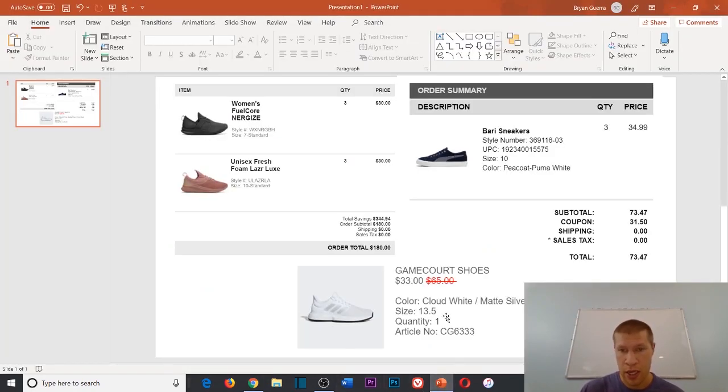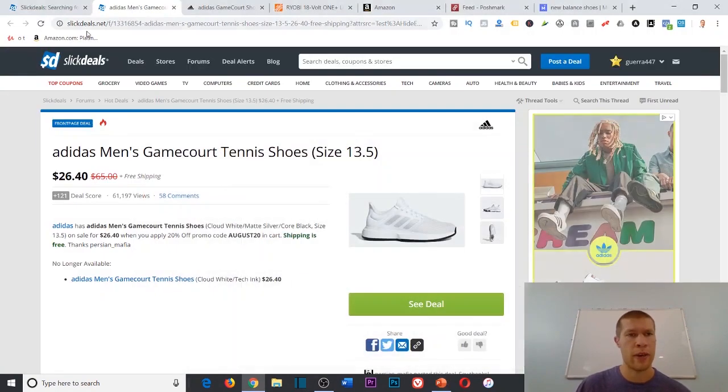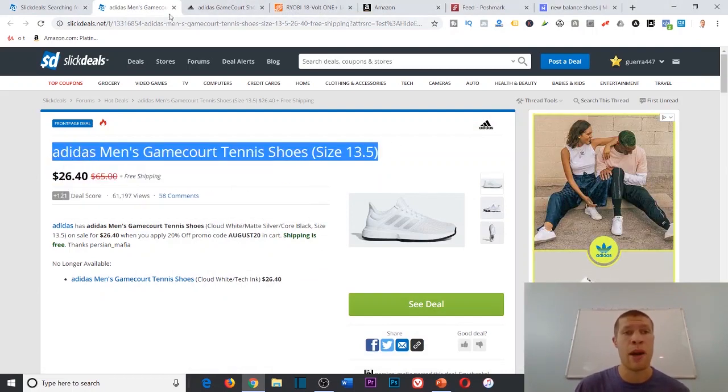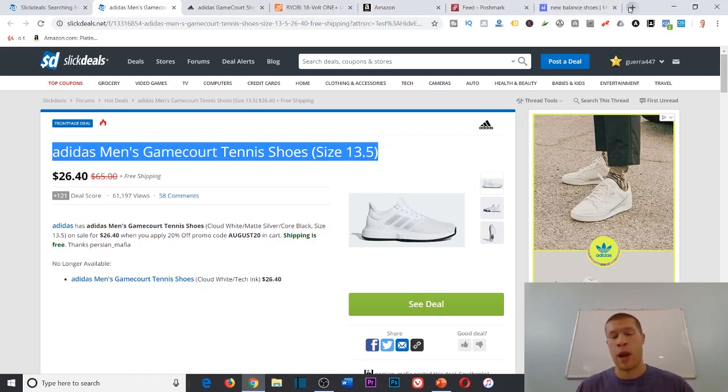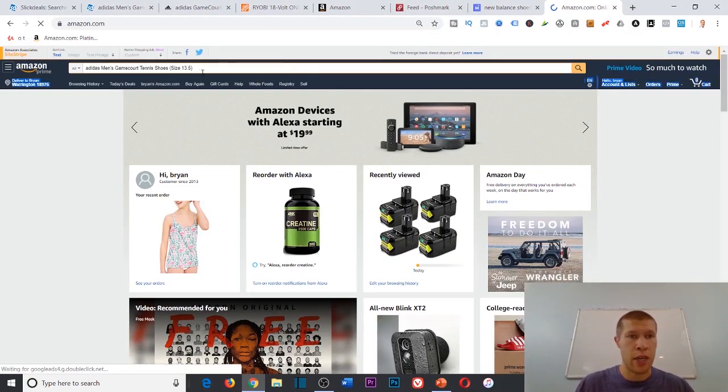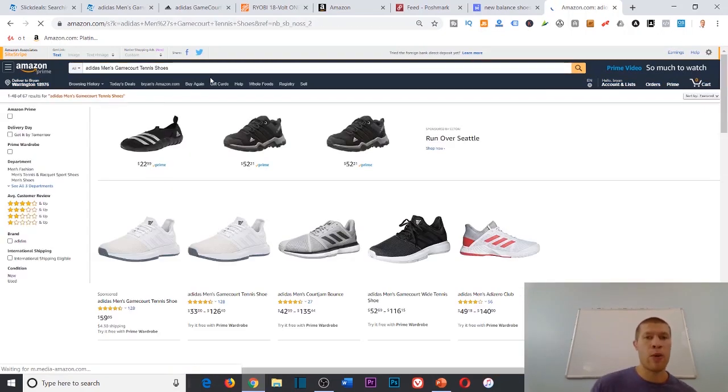As you see here, maybe it was only 33, but I'm pretty sure I used the coupon code for those to get them for $26.40. But to give you an example, what you could potentially do is resell these back on Amazon, but you would have to do some product research. So what I would do is search for this right here, and I might take out the size and see what the price is on Amazon.